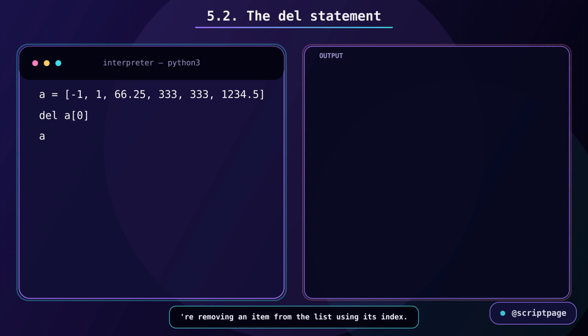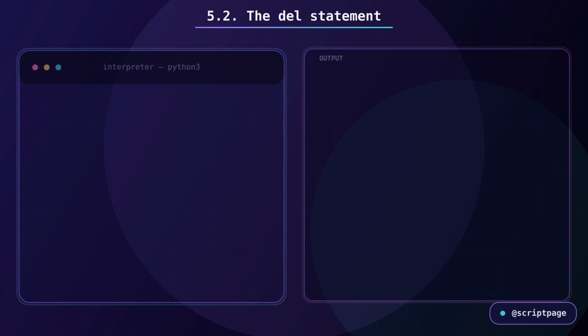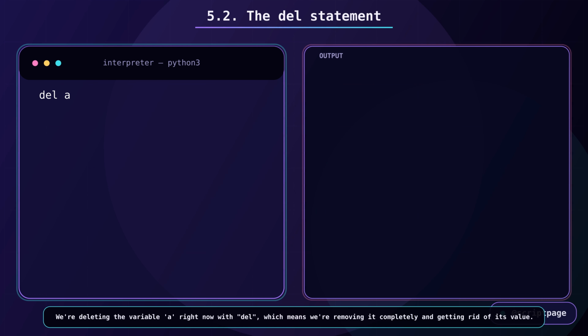Removing an item from the list using its index. We're deleting the variable a right now with del, which means we're removing it completely and getting rid of its value.